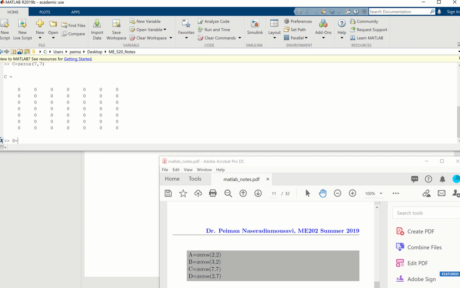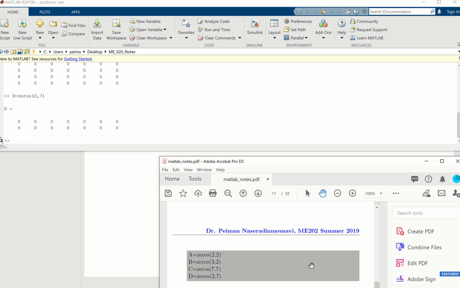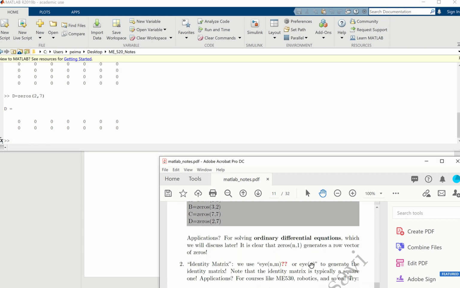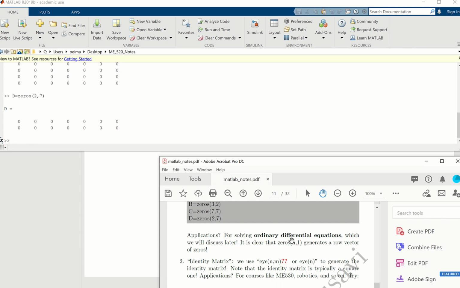And the D is zeros of 2 and 7. Okay? 2 rows and 7 columns. See that? 2 rows and 7 columns. Okay? This is one standard application, as I told you, for solving ordinary differential equations, ODEs, which we will discuss later.